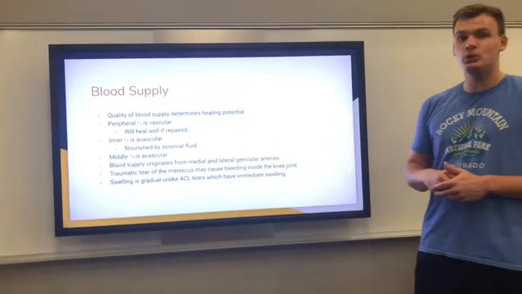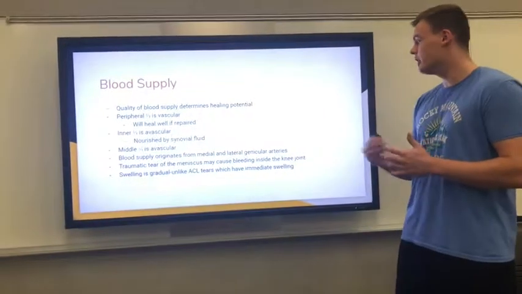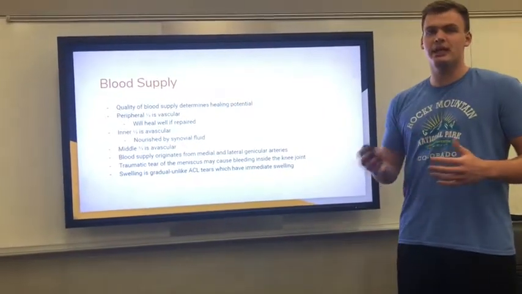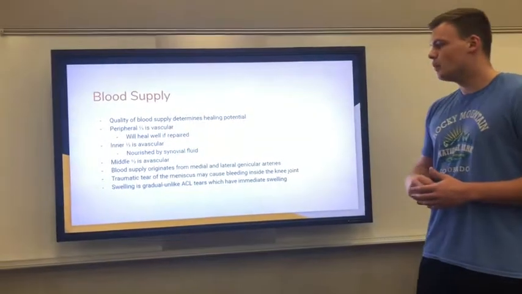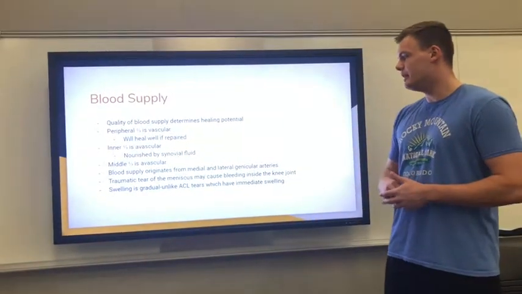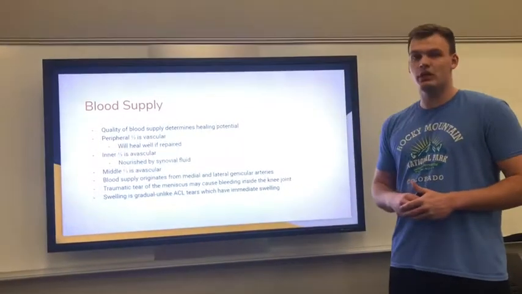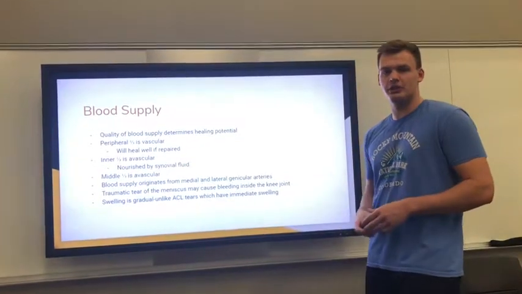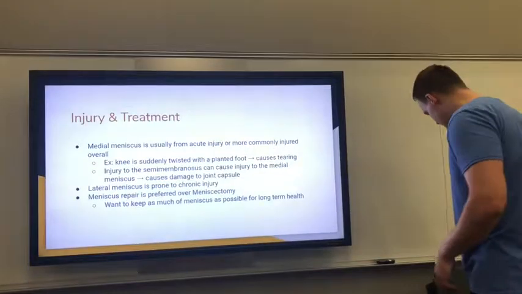The blood supply to these menisci originates from the medial and lateral genicular arteries, which, as we know from the class PowerPoint, stem from the popliteal artery. When there is a tear of the meniscus, this may cause bleeding inside of the knee joint, and this will then lead to swelling, but we'll talk about injuries in the next slide. So, injuries and treatment to the menisci.